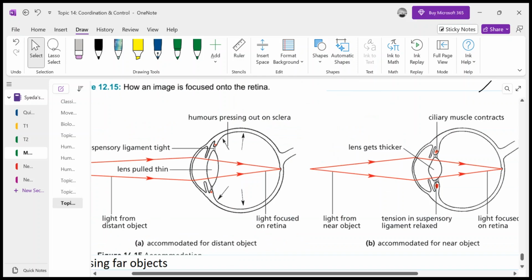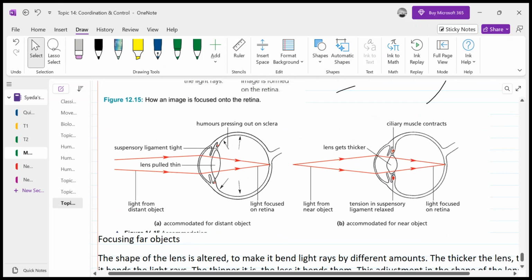As you can see in this diagram, the light which is coming from a distant object is not that much divergent, so it does not have to be focused more. That's why the lens does not have to be more bulging. The thing that you always need to remember is that whenever there is more diverging light, it has to be focused more, and for focusing more, the lens has to be a more curved, convex, more bulging shape, like in this diagram.